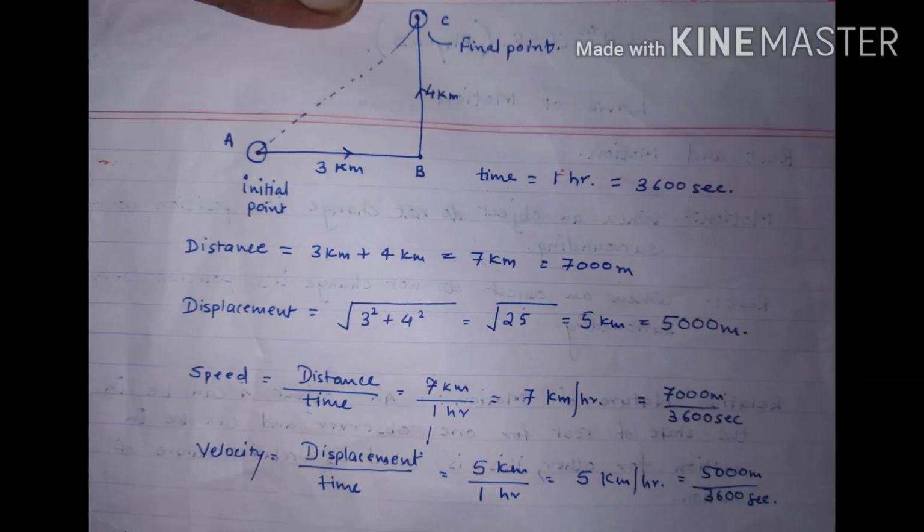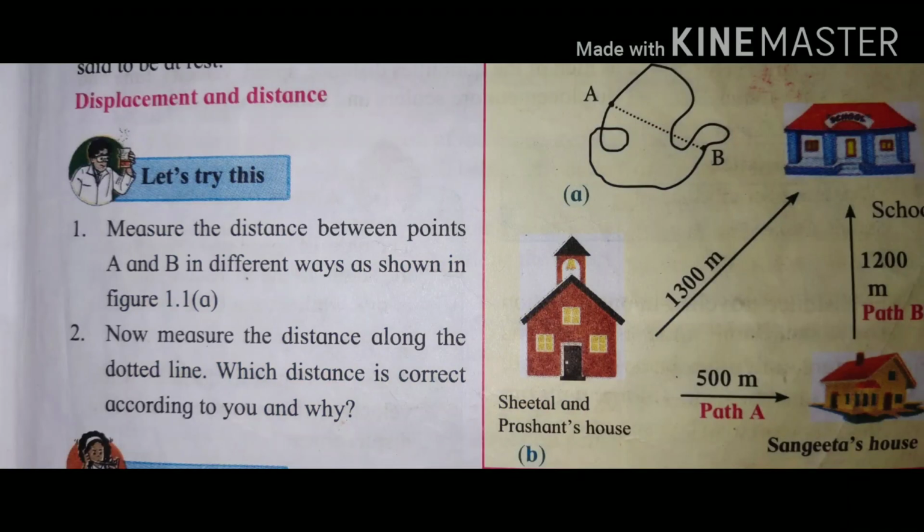Therefore the speed is equal to 7 kilometer per hour, that is 7 kilometer divided by 1 hour. If you have to convert it into meter per second, then we just have to convert 7 kilometer per hour into meter per second. That is 7 kilometer, which is equal to 7,000 meter, and 1 hour, which is equal to 3,600 seconds. So we can also calculate the speed in meter per second.